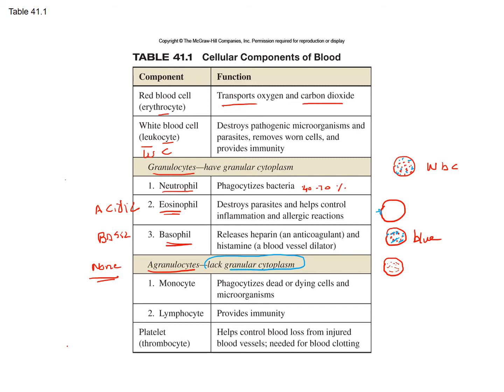And the basic one is supposed to be blue. Forget about these red dots. When you stain them, it's supposed to be blue. And this one inside is going to be red, the eosinophil.